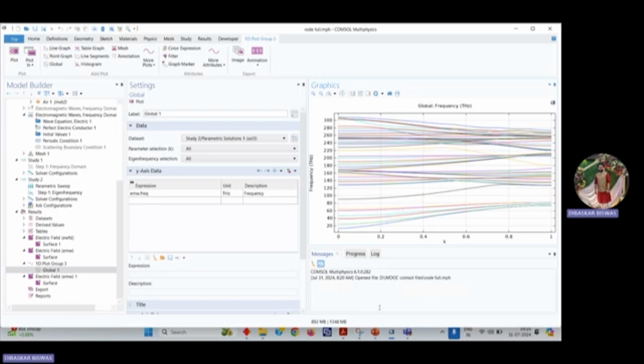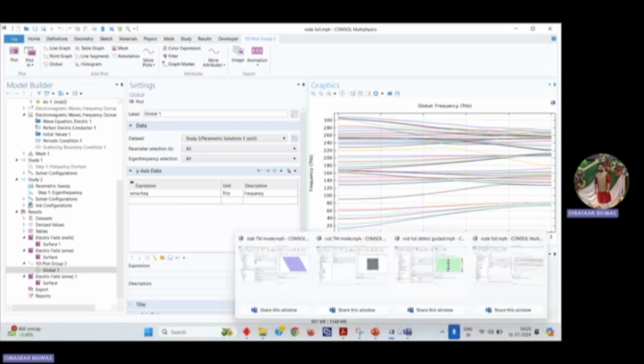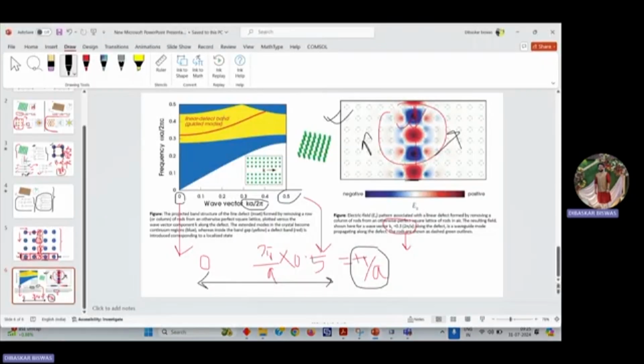Now you need to see how the wave is actually propagating for that particular frequency. In the book they have taken an example for ky equal to 0.3 into 2 pi by a, so that is 0.6 into pi.